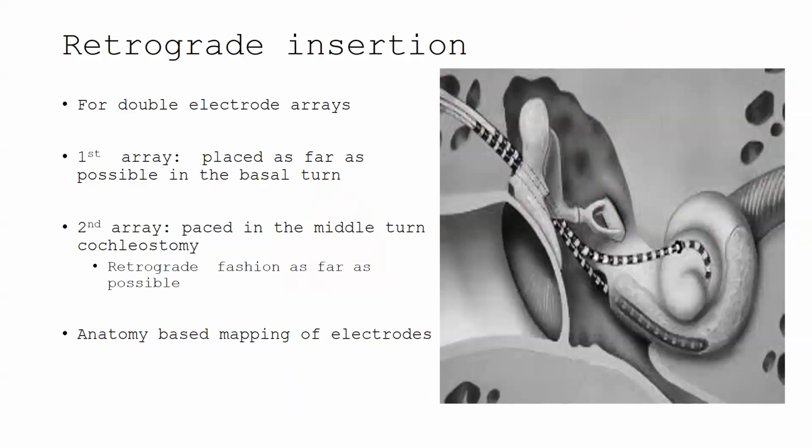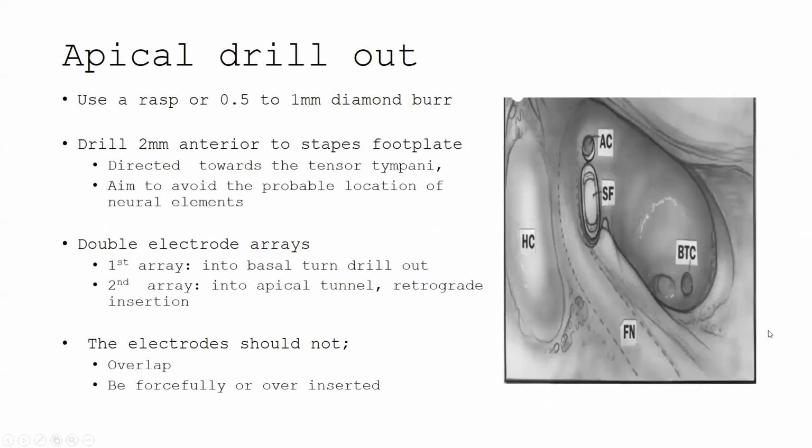And for double array electrodes, an electrode can be inserted into the basal turn as far as possible with as minimal resistance as possible, or it can be inserted into the middle turn as far as possible with minimal resistance. The idea behind this is to have as many contact points of the electrodes with the cochlea. It's important to have an experienced audiologist, because the mapping for such implantation is done anatomically based on where the electrodes are.